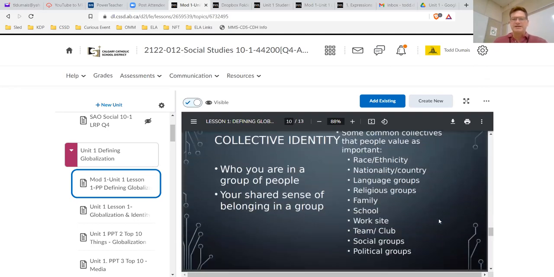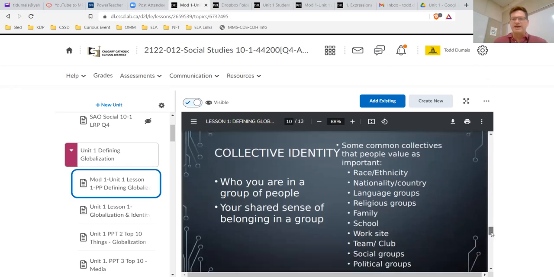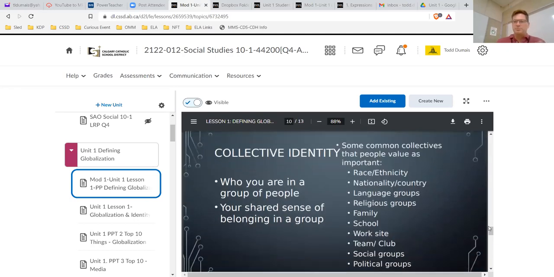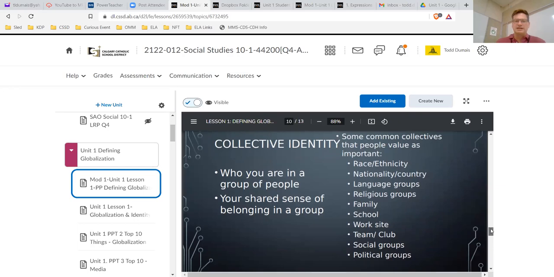Now, collective identity is where we have shared values. So the groups that you're in, and the things that you share within that. For example, I'll go back to individual identity. Your religion, your interpretation of religion, your relationship with the church can be unique, but it is a group. When you belong to a religion, it is a collective. And certainly there are going to be some shared values and shared beliefs within that.